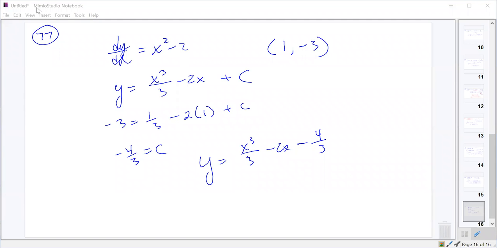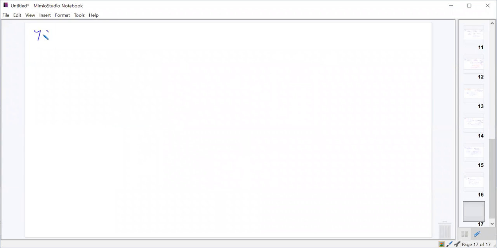All right, next one is 79. So 79 says find the acceleration needed to bring a particle moving with a velocity of 75 feet per second to a stop in 5 seconds. Okay.